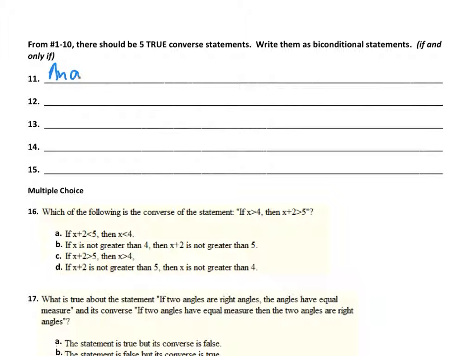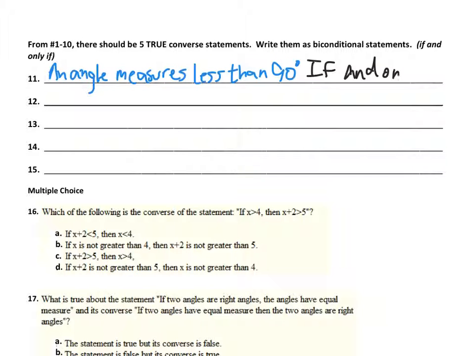So, an angle measures less than 90 degrees if and only if it is an acute angle.